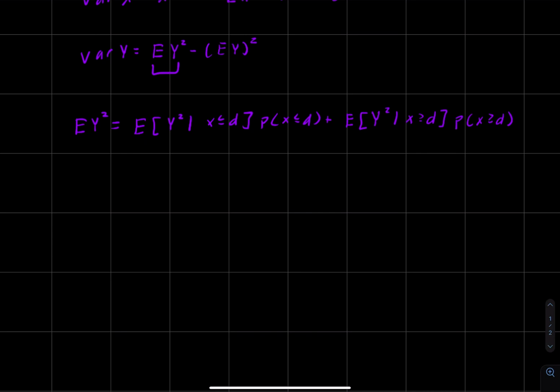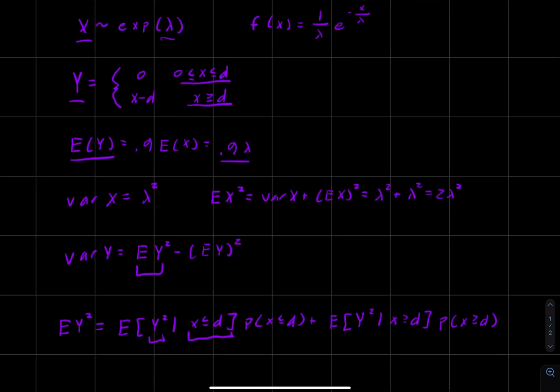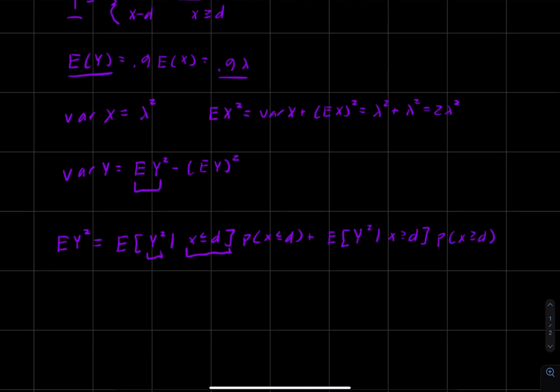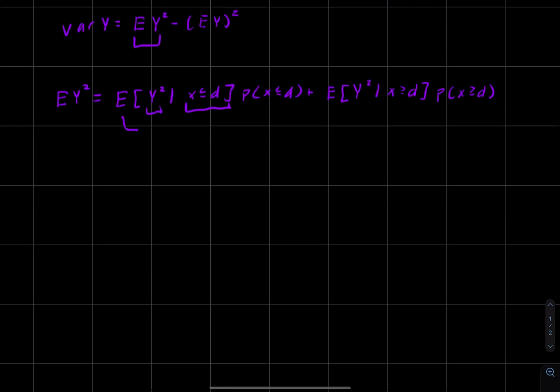But we can sort of start to see where we're going, right? If we're less than the deductible, then what is y? Y is 0, right? By our construction of y, if we're less than the deductible, then we're paying 0 anyway from the point of view of the insurance company. So this whole term is just going to go to 0, right?